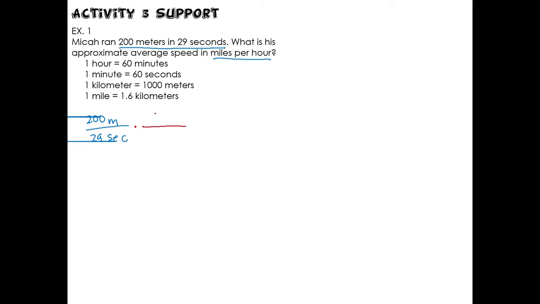So what we're going to do here is, I know that I want to get rid of seconds. I do know that 1 minute is equal to 60 seconds. Since my seconds are on the bottom in the denominator, I'm going to put this in the numerator so that they can cancel out.